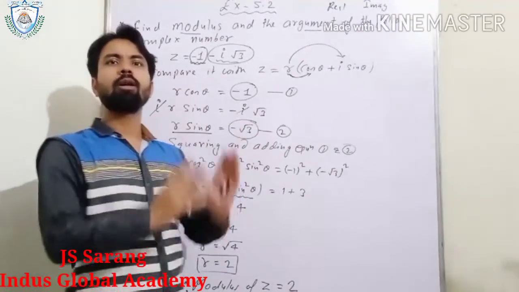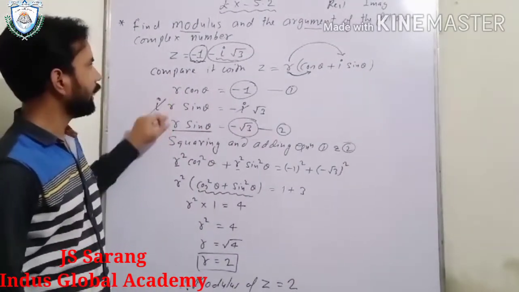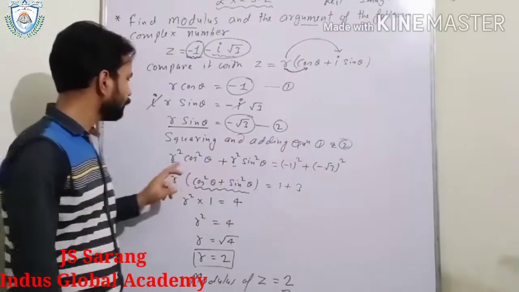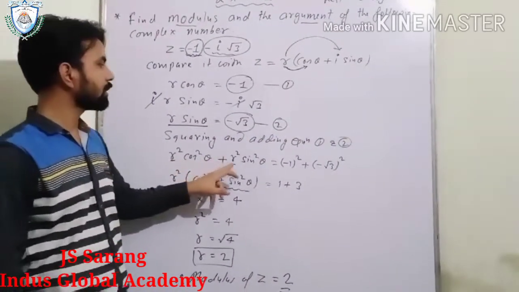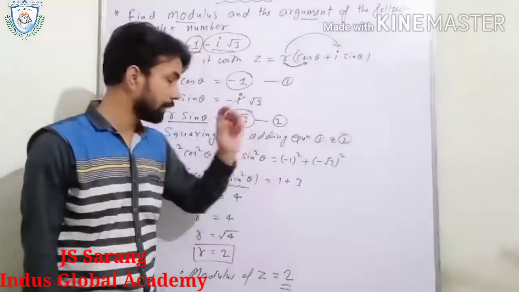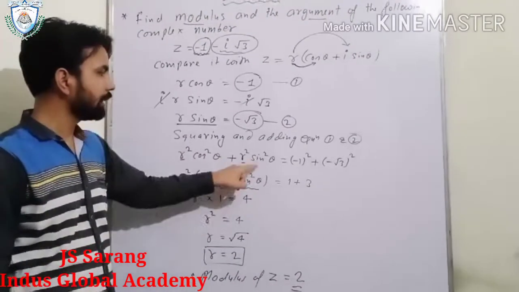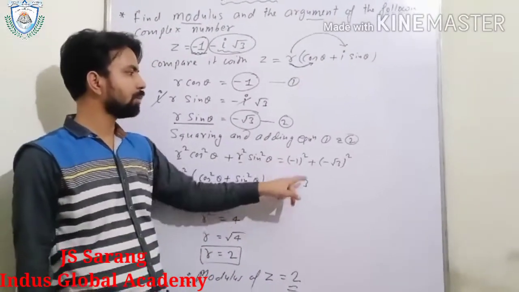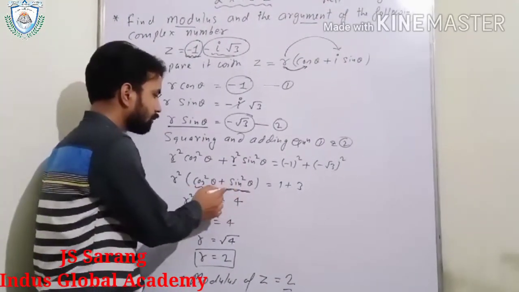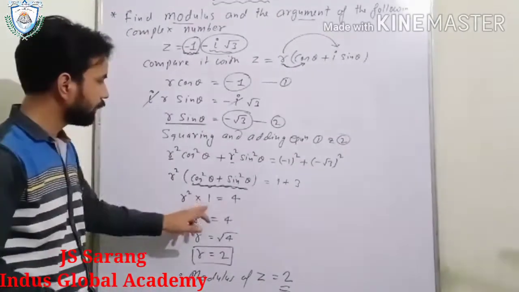Now for finding the modulus of the complex number, we will square and add equation 1 and equation 2. So whenever we square and add equation 1 and 2, we will get r square cos square theta plus r square sin square theta equals minus 1 square plus minus root 3 square. From here r square is common. So what is left? Cos square theta plus sin square theta equals minus 1 square, which is 1, plus minus root 3 square, which is 3. 1 plus 3 gives you 4. And this is sin square theta plus cos square theta. We know that its value is 1. So r square into 1 equals 4.